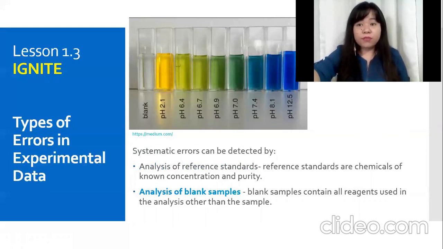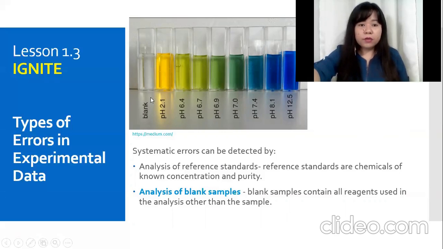Next is analysis of blank samples. This illustration shows a solution at different pH levels. This might have been mixed with a chemical indicator. That is why the different pH levels have different colors.